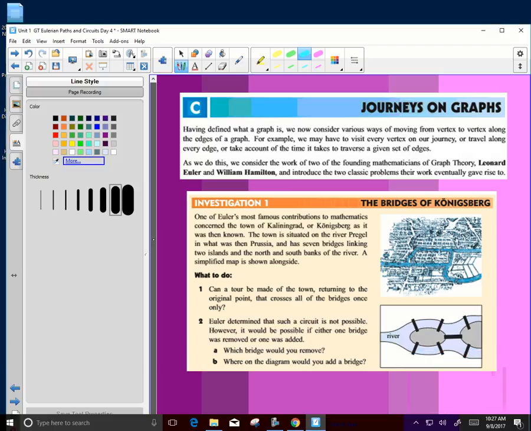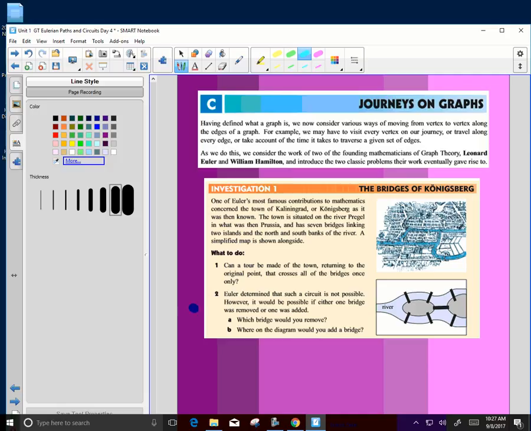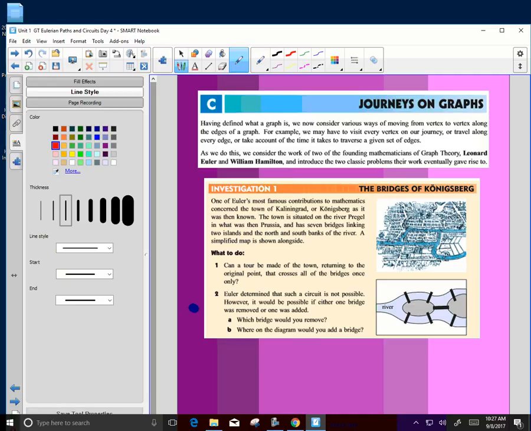Well, he was walking on the bridges one day, and he was thinking, you know, we could do something kind of interesting here. We could see if there's a way that we could go so that the tour can be made returning to the original point that crosses all the bridges. So what I'd like you to do is, let's say you started here. Can you cross all the bridges and end up on this side of the river? Go ahead and try it. See if you can do it.